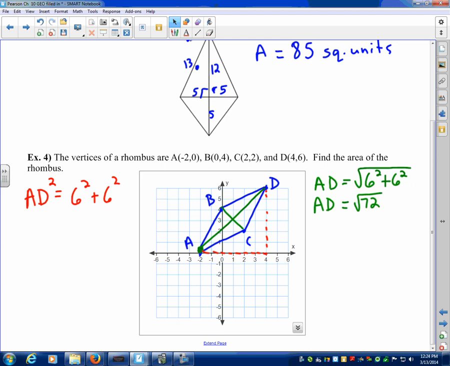Now, we could simplify this by doing a little factor tree, but think about what we're going to ultimately do with this diagonal. Find the other one and then multiply them together to get the area, right? So let's just wait until the end to simplify. We're going to leave it as the square root of 72, the exact value.